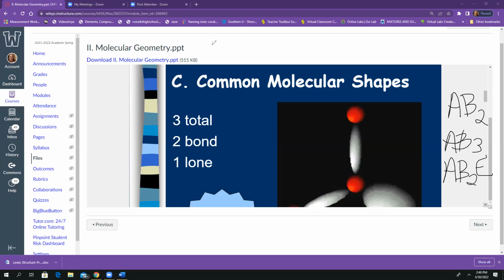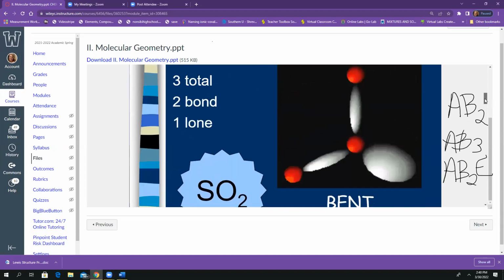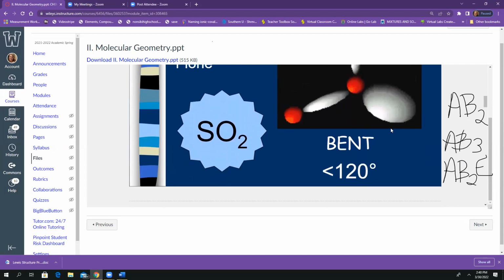Next one after that is another choice, and this is an example. Of course the angle is less than 120 because we said that the lone pair will make this angle get smaller, remember, between the atoms. So in this case, the bond angle is going to be less than 120.